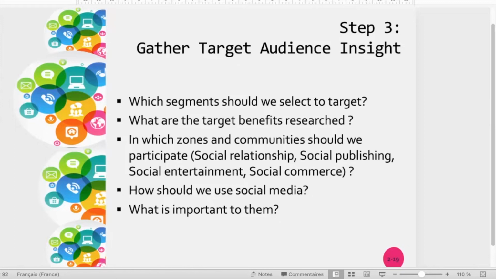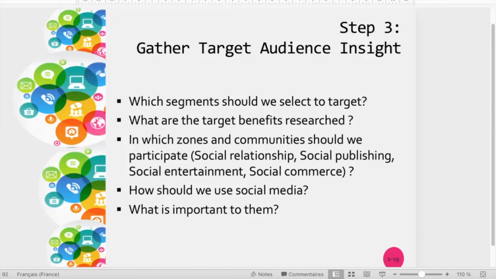Next step, you have to define the social media zones and communities: social relationship, social publishing, social entertainment, and social commerce. In which of these segments do you want to be present? How should social media be used in terms of only reading, sharing of content, videos? So what do you want customers to do on social media? And which social media are important for them? Which are the social media on which they are present? There are differences. For example, in Thailand, you have Line. Probably Line is more important than WhatsApp.